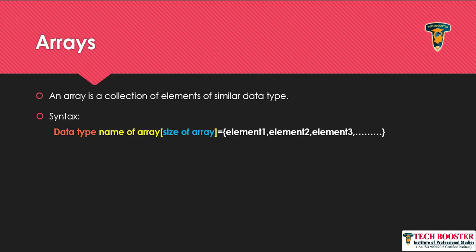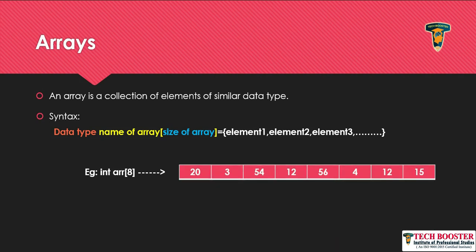Now if I consider this particular example, int arr, here arr is the name of my array, you can consider anything here, and then within this square bracket I have 8, that is, this particular array will be able to store 8 integers. Now you can see these are my 8 integers. I have considered 8 integers here. So in this way, you can consider any integer value.